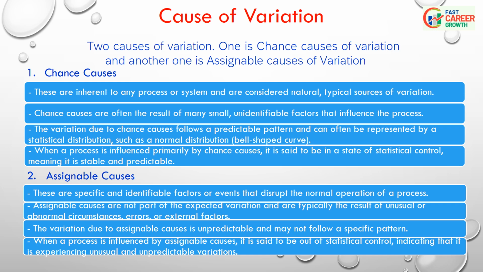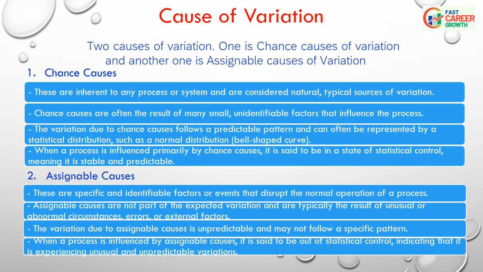The key difference between these two types of causes is that chance causes are part of the natural variation that occurs in a process over time, while assignable causes are deviations from the normal, expected behavior of the process. Identifying and addressing assignable causes is a fundamental step in quality management and process improvement because they represent opportunities for corrective action to make the process more consistent and reliable.